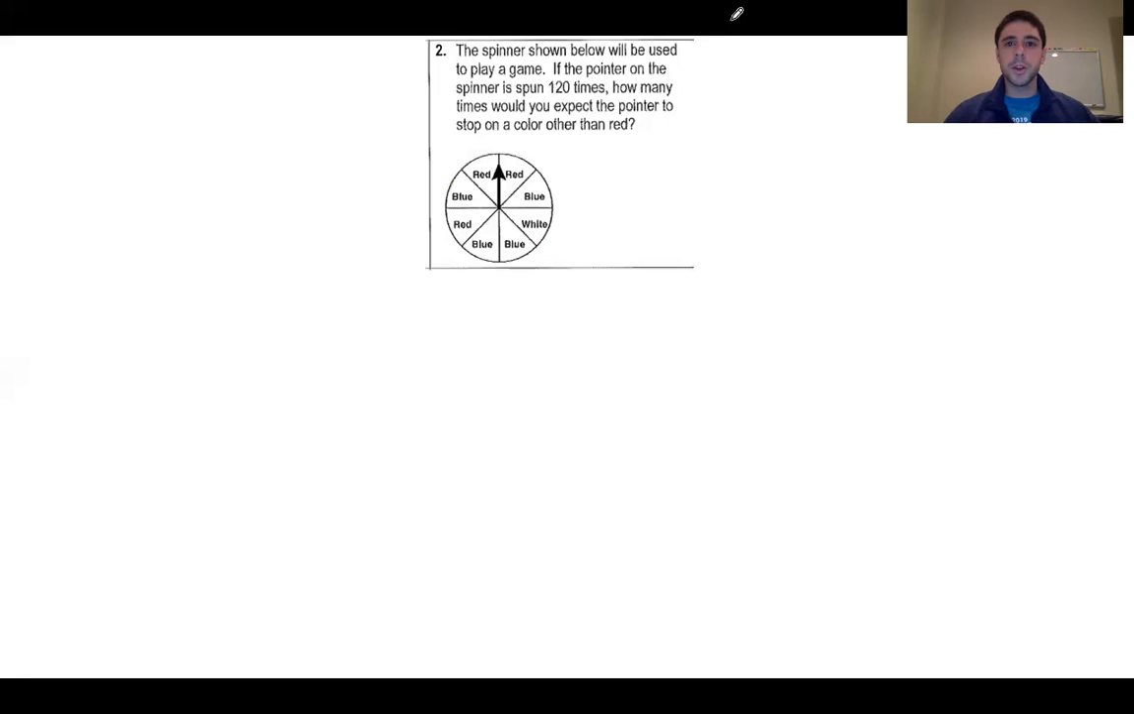The spinner shown below will be used to play a game. If the pointer on the spinner is spun 120 times, how many times do you expect the pointer to stop on a color other than red? Looking for any color other than red. So how many sections of my spinner are there? We have 1, 2, 3, 4, 5, 6, 7, 8. And how many red sections do I have? 1, 2, 3 sections are red. So how many sections are not red?